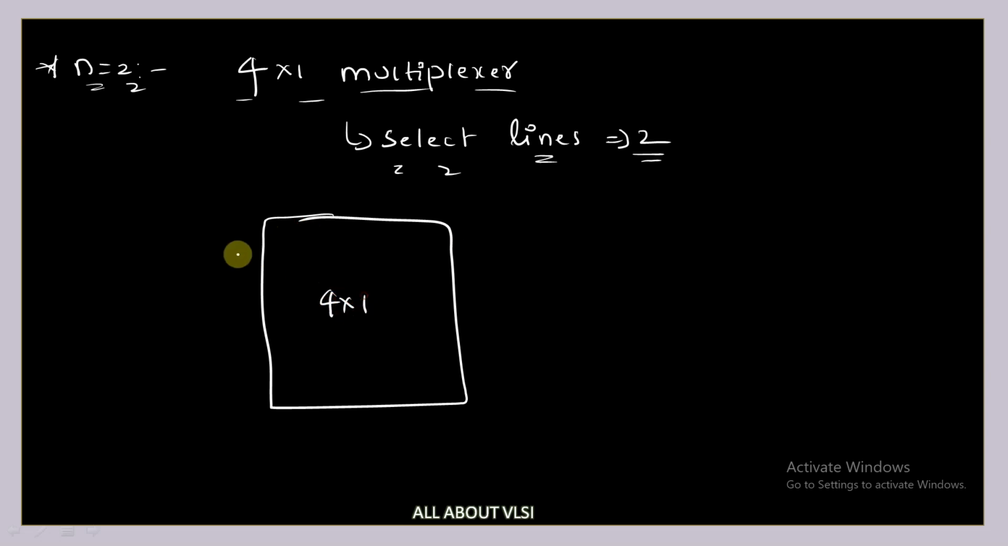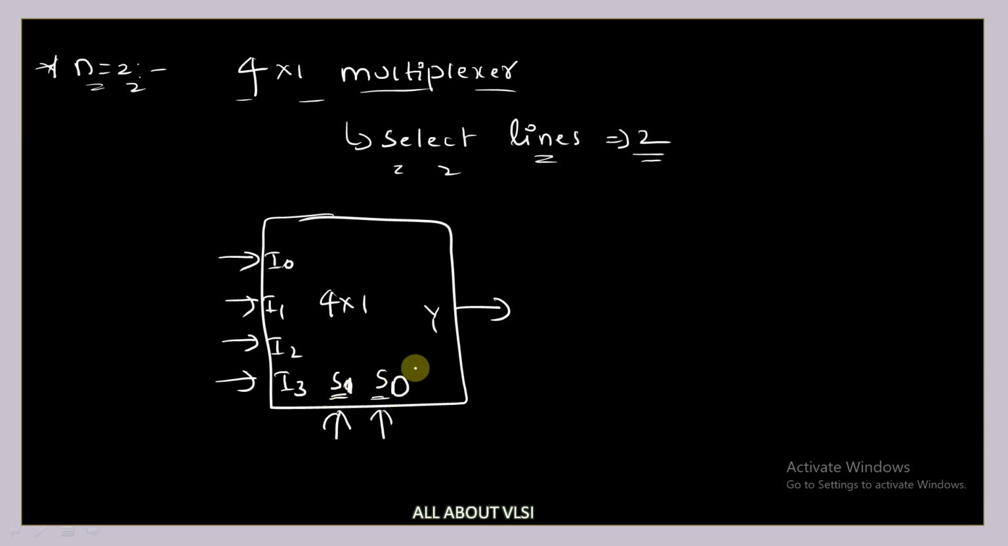So you can draw like this. This is your 4 cross 1 mux with 4 inputs: I naught, I1, I2, I3. These are the 4 pins, and this is your output y. And there will be two select lines, S naught and S1. Here S0 will be MSB and S1 will be LSB. Or else you can reverse also, S1 and S0. Then S1 will become MSB and S0 will become LSB. Here we should be somewhat careful. Now, this is your 4 cross 1 multiplexer.